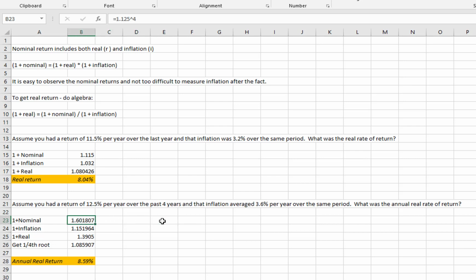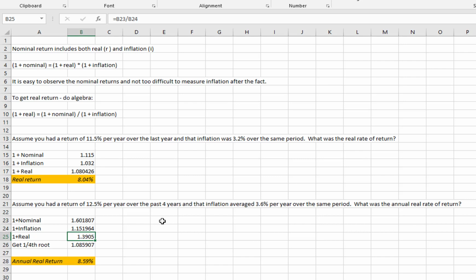So let's look at the math. It's not too difficult. 1 plus the nominal rate of return, we're going to raise that to the 4th power. This result tells us that over 4 years our total return is going to be a little over 60%. The inflation rate, 3.6% per year, if that compounds over 4 years, means we've lost a little over 15% of our purchasing power. With my formula, I divide those two things and get this result. 1 plus the real rate of return is 1.39, so my real return is 39%.